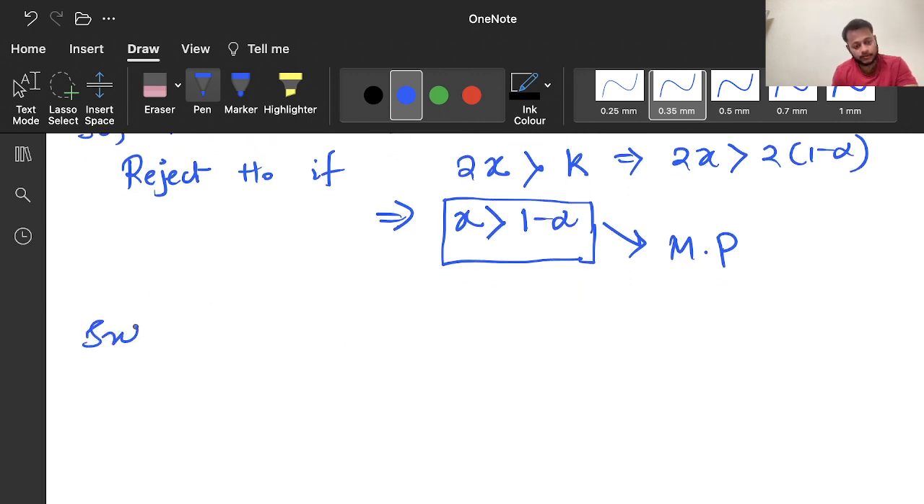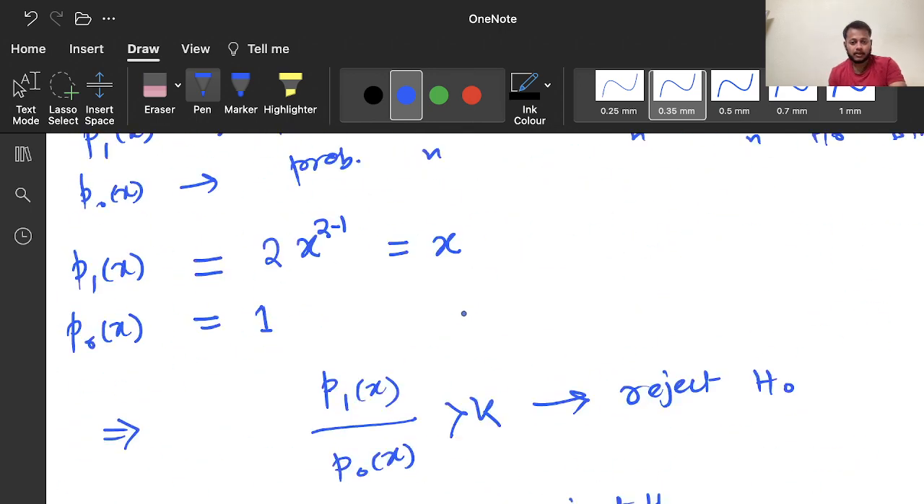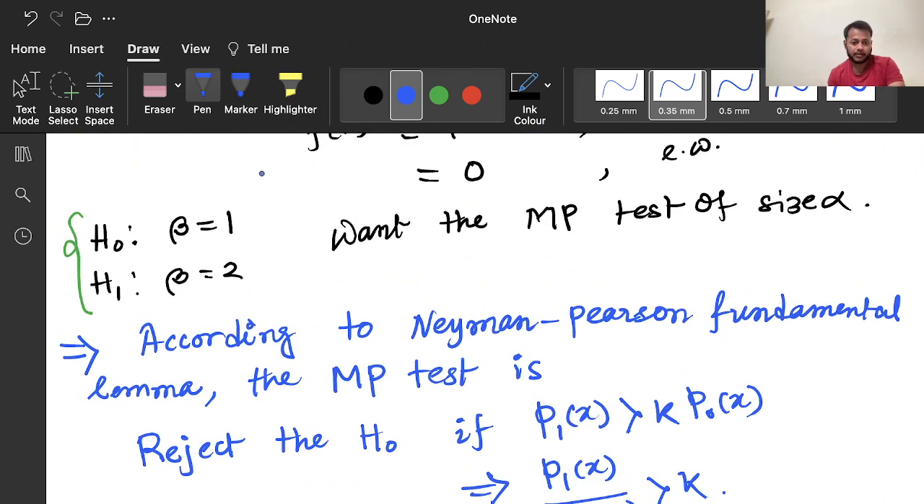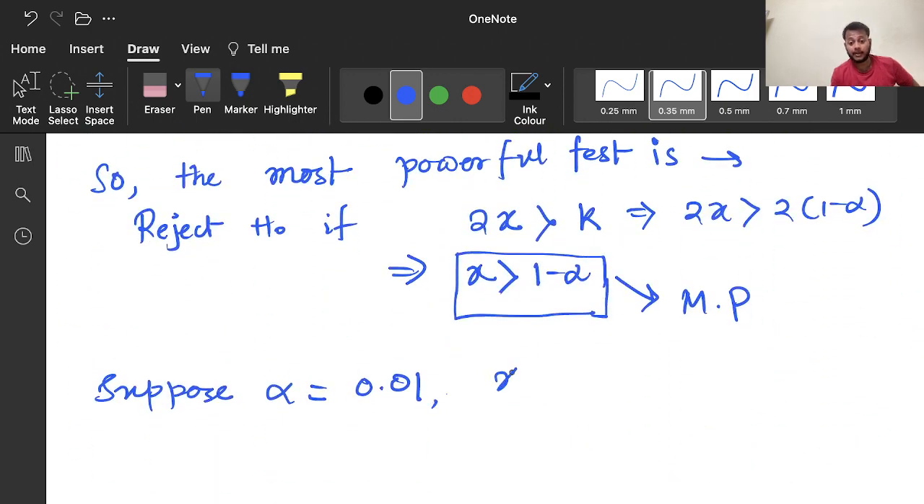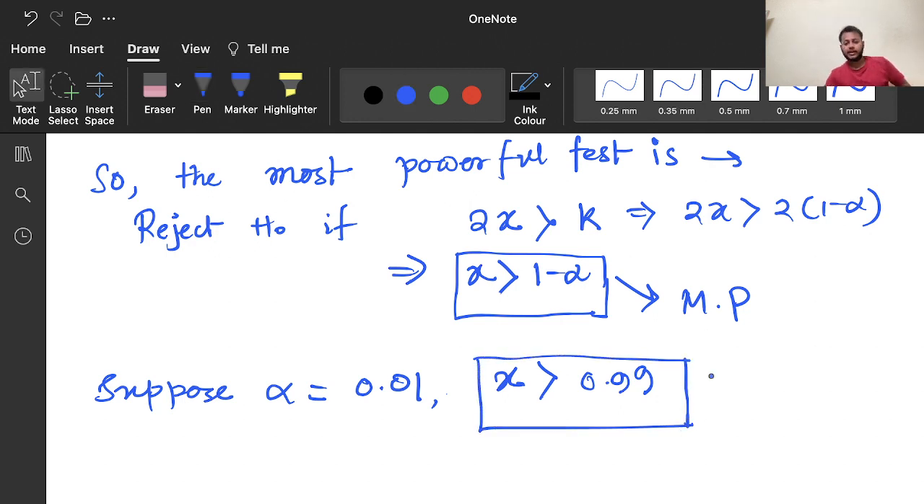Now suppose alpha is 0.01, then when will we reject the null hypothesis? What is the null hypothesis? The null hypothesis is beta equal to 1. We will reject if x is greater than 1 minus 0.01, that is 0.99. So you see, this is actually a reasonable test. We will reject H0.